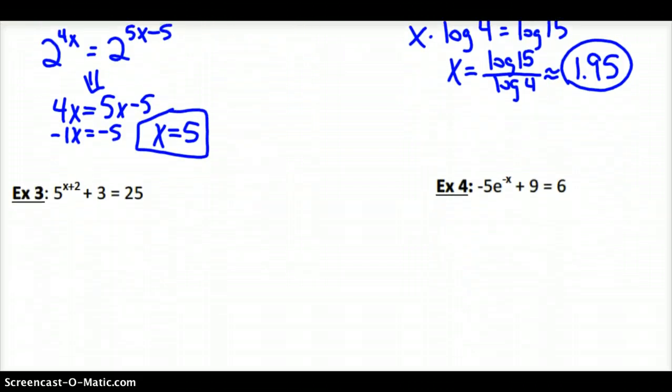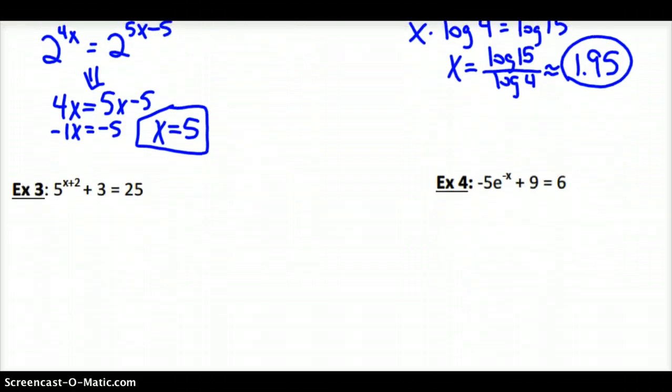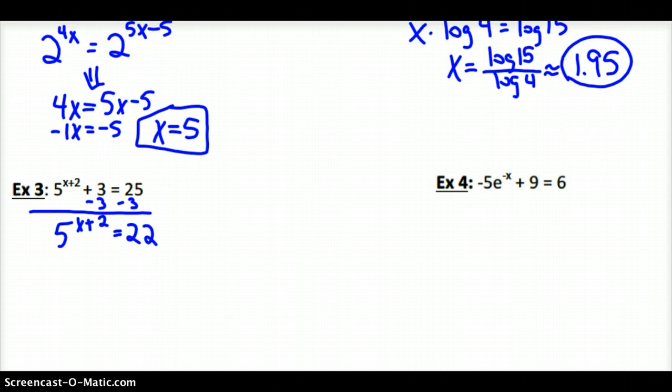Continuing here. Here's a combination of example 2 with some linear solving. Subtract 3 from both sides. I get 5 to this exponent equals 22. Now I'm going to do the common log to both sides and do my power property of logs. So I'm going to get x plus 2, my power up front, times log 5, equals log 22.